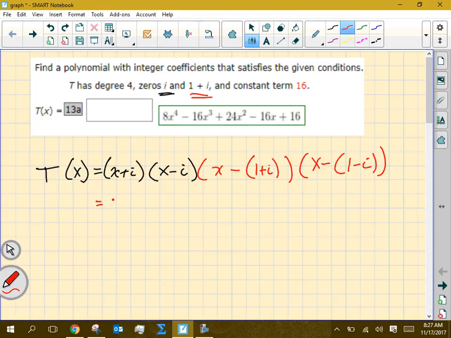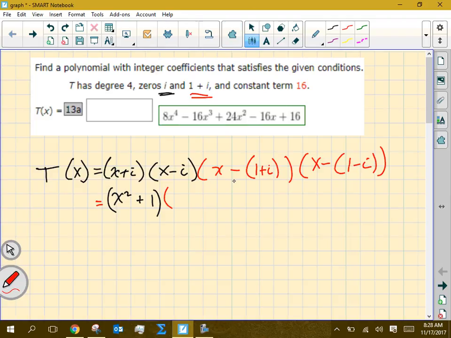So we get x times x gives me x squared. Now, i times negative i gives me negative i squared, which, what's negative i squared? Positive 1. So you get x squared plus 1. All right, now, we've got some options when we work over here in the red stuff. We can do this 2 different ways. I'm going to do it maybe a way that most of us probably don't feel extremely comfortable with.